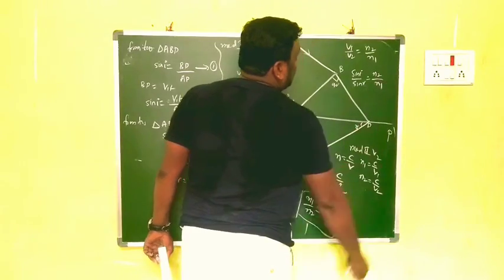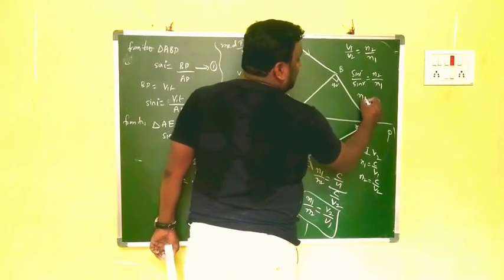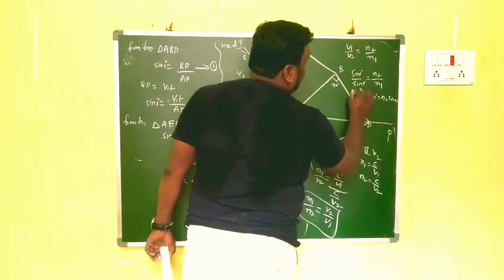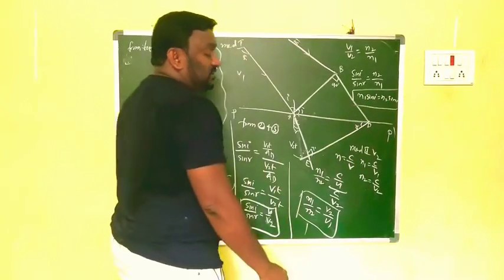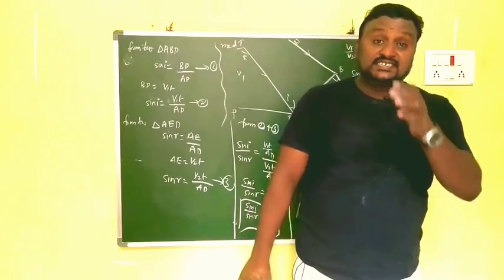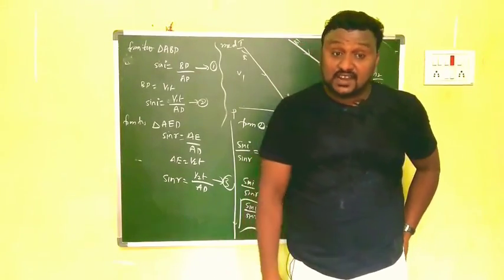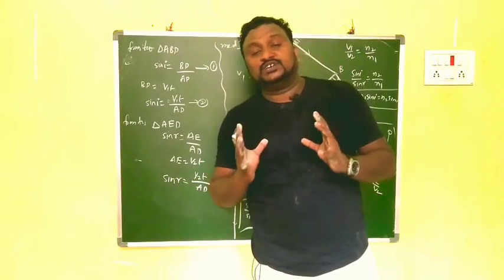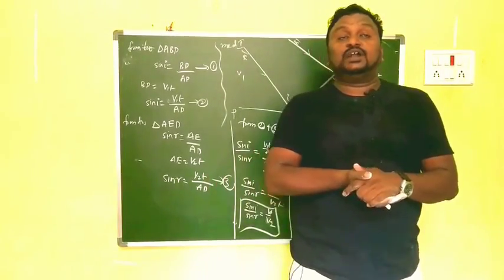N2 by N1. Then what do you write? N1 sin I is equal to N2 sin R. This is what we call Snell's law. Clear? And from the diagram we have to observe one important point.